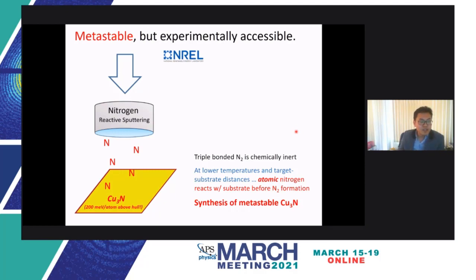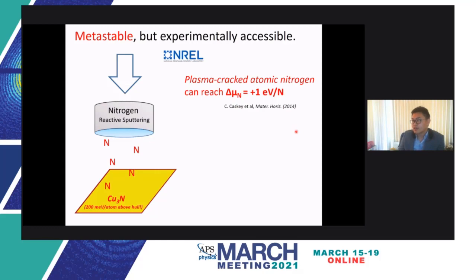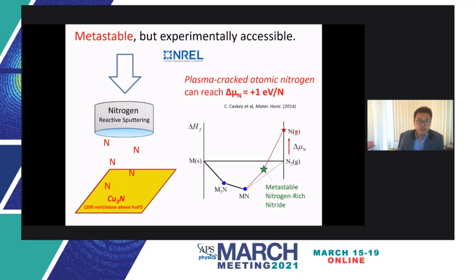Okay, and using this technique, you can benchmark plasma-cracked atomic nitrogen to +1 eV per nitrogen. And so you can see that you can use this to access metastable phases very rationally, right? You can use an applied thermodynamic condition to target very specific types of metastable materials.